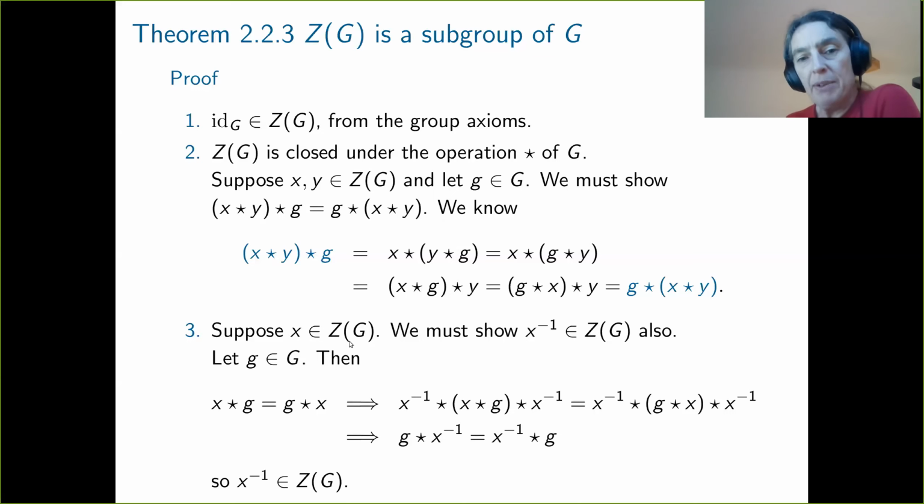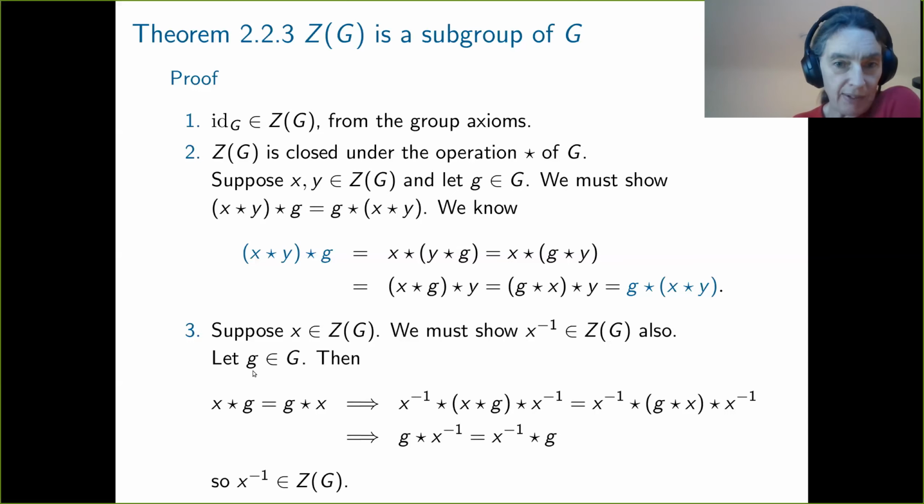Okay, final thing that has to be done. Supposing that we have some element of the center of G, we must show that its inverse also belongs there. So we may assume that x star g is equal to g star x for every element little g of G. We must deduce from that that x inverse also has the property that x inverse star g is equal to g star x inverse for every element g of G.